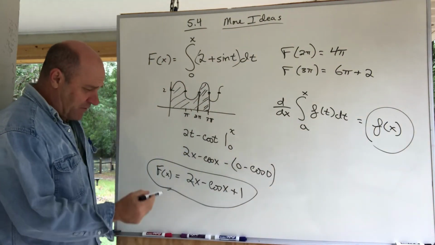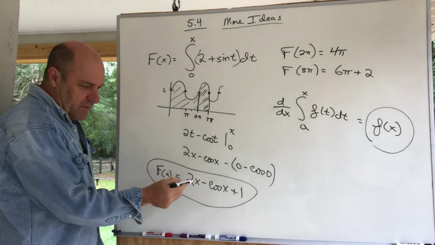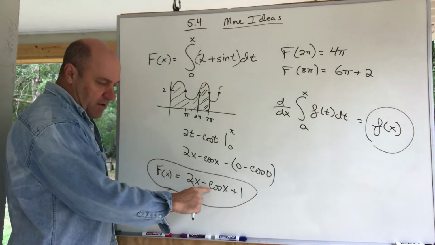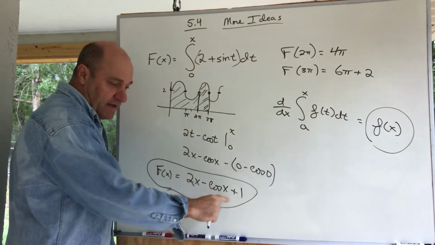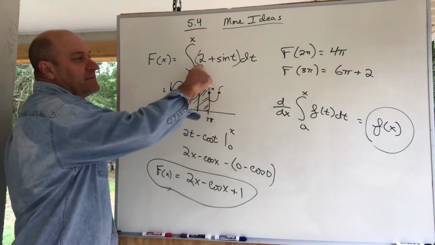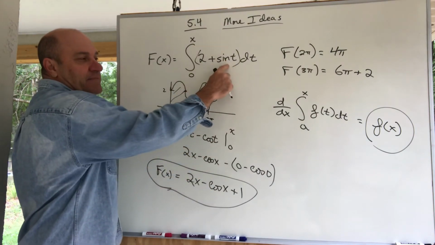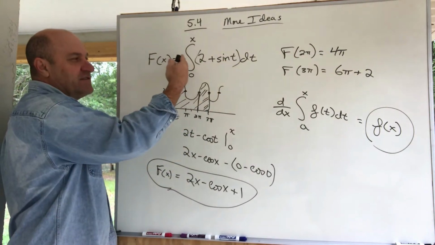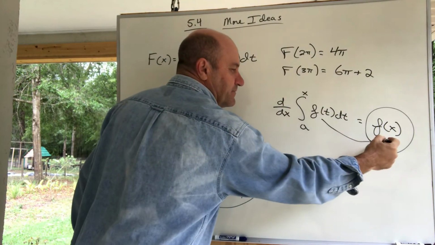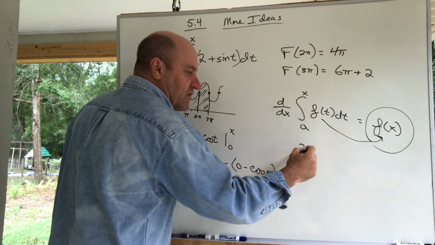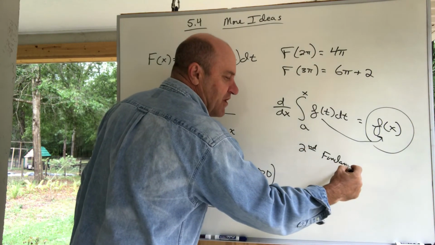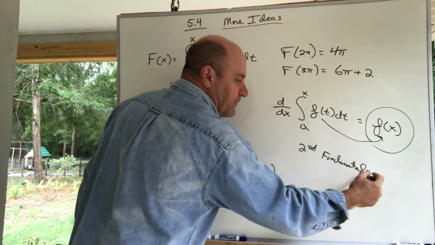Let me just see if that would work. If I took this derivative, what would I get? I'd get a 2 plus sine x, and that would go to 0. So I think I'd get 2 plus sine x. When you take the derivative of this integral function, you just get this. So again, that's called the second fundamental theorem of calculus. And I think I'm done with ideas in 5.4.